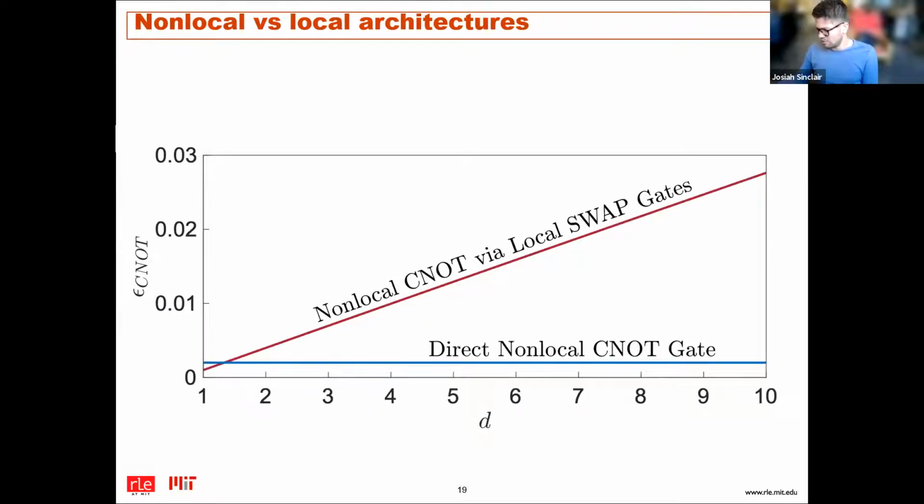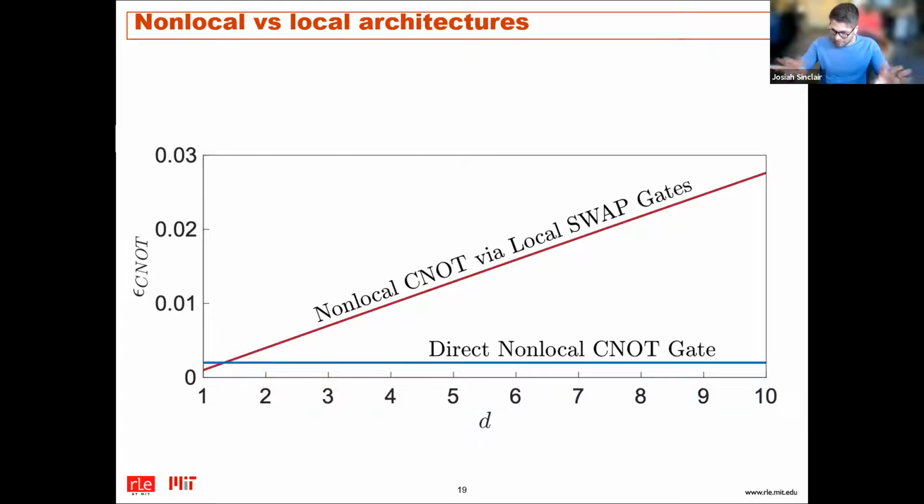Okay, so let's do a bit of a comparison then. Here's a comparison of our any-to-any connected system to a Rydberg array limited to nearest neighbor gates. The average non-local CNOT error increases with increasing system size, because the only way to do a non-local CNOT with nearest neighbor gates is to do a chain of swaps all the way across. In contrast, our direct non-local CNOT error is constant, independent of system size.